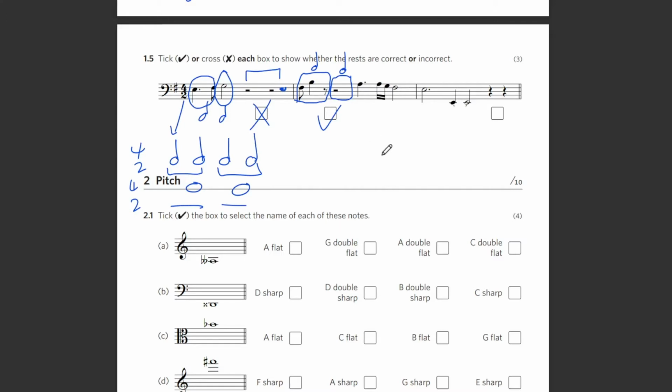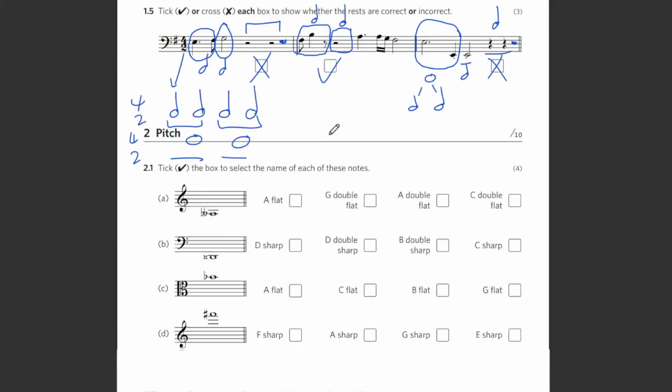Now, let's move on to the last one. So this is a semibreve, then this one is the third minimum beat. This group of notes will form the first 2 minimum beats. This will be the third minimum beat, and this is the fourth minimum beat. So when you have both of them being rests, it should be just a minim rest. It shouldn't be split into 2 crotchets. So this is wrong.